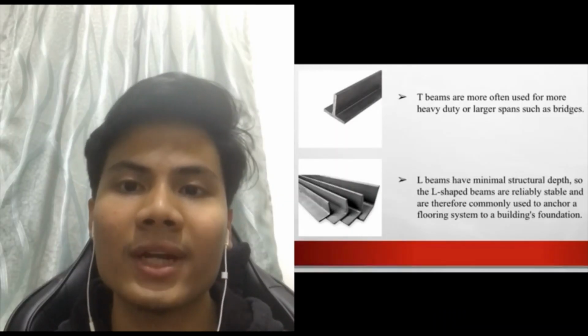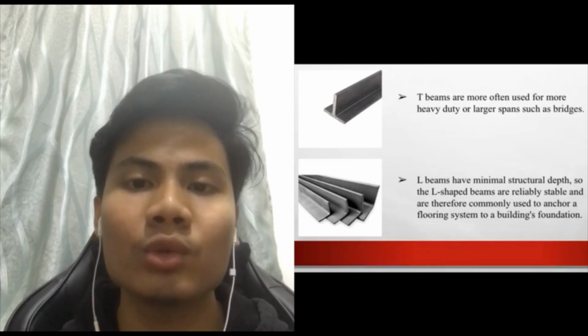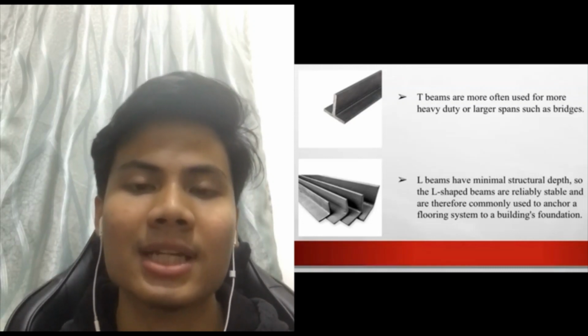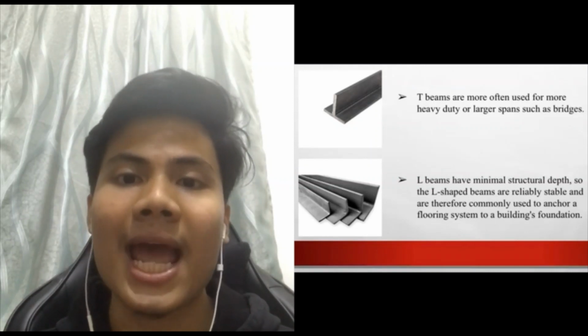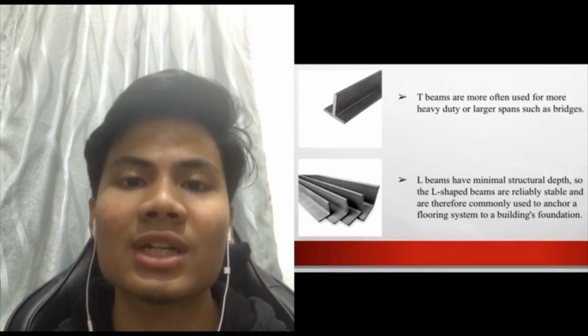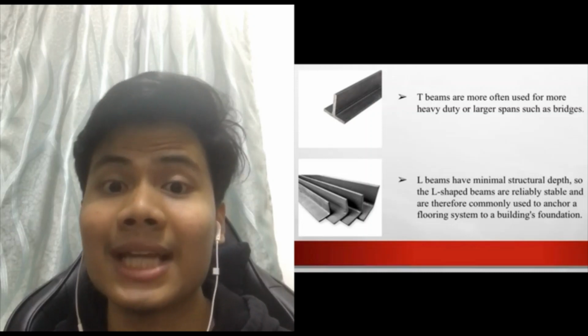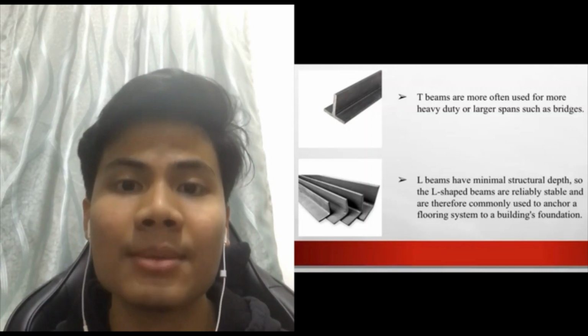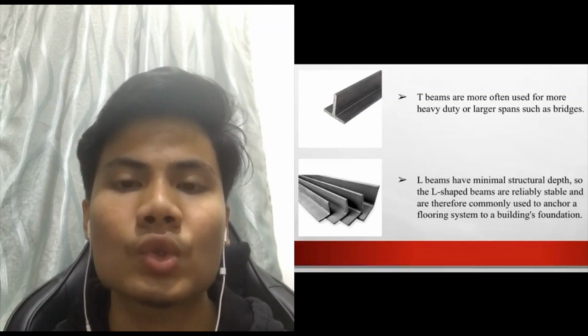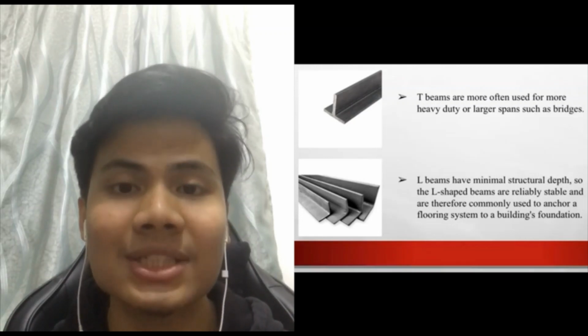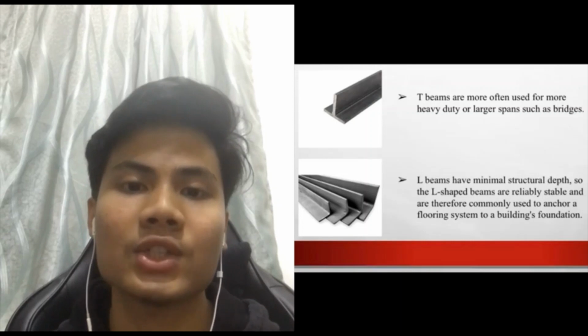Moving to the next point, T-beams are more often used for more heavy-duty or larger spans, such as bridges. And lastly, L-beams have minimal structural depth, so the L-shaped beams are more stable, and therefore they are commonly used to anchor a flooring system of a building foundation.